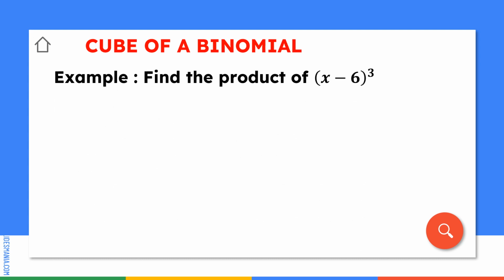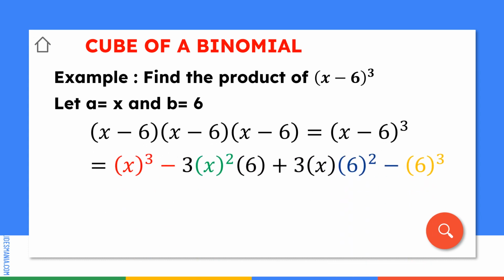What if we have x minus 6 quantity cubed? This time, the operation between the two terms is minus. Again, we let a equals x and b equals 6. So, we have to get the cube of the first term, x, minus 3 times the square of the first term and the second term, plus 3 times the first term times the square of the second term, minus 6 cubed.